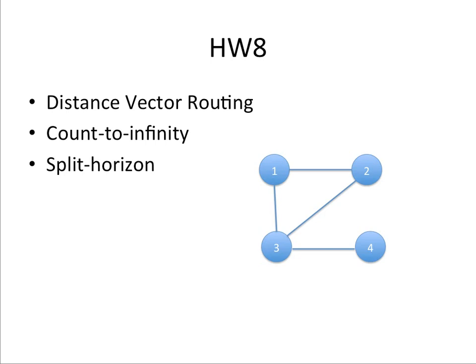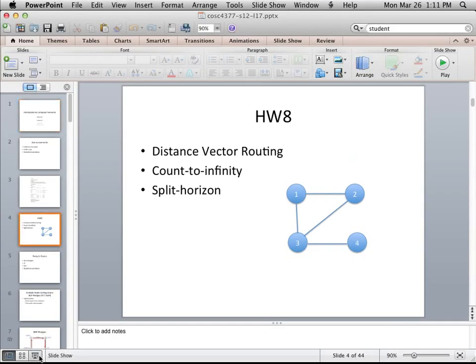Does that make sense to everyone? This should be very familiar. And how do we trigger count to infinity? Which link are we going to break? 3-4. Experiment, we're going to break that link and let's see what happens. We're going to try to implement that router in the code, basically.